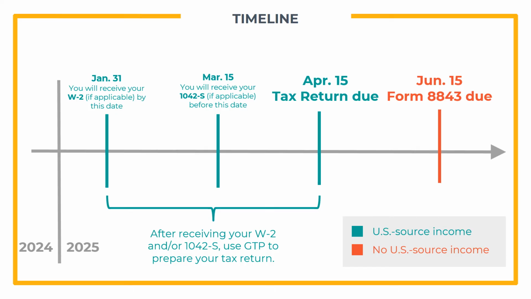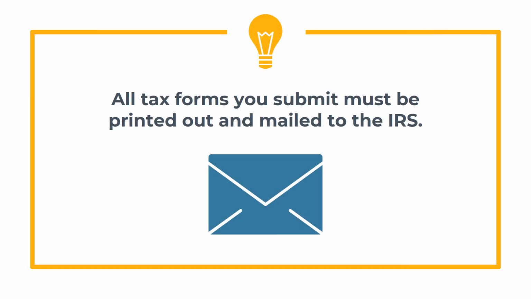After you receive your forms, you can log into GTP to prepare your tax return. You will have to print out the forms, sign them, and mail them to the IRS by the tax filing deadline. If you earned no U.S. source income, you will need to complete and mail Form 8843 to the IRS by June 15th. Non-resident aliens using GTP to prepare their tax return must print out and mail their forms to the IRS. These forms cannot be submitted electronically. Non-resident aliens filing Form 8843 by June 15th must also mail the form to the IRS. It cannot be submitted electronically.